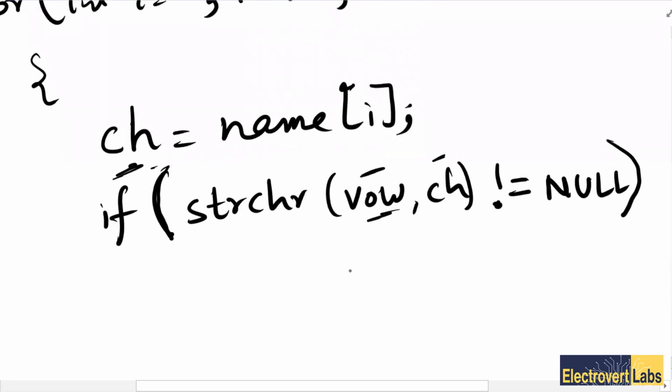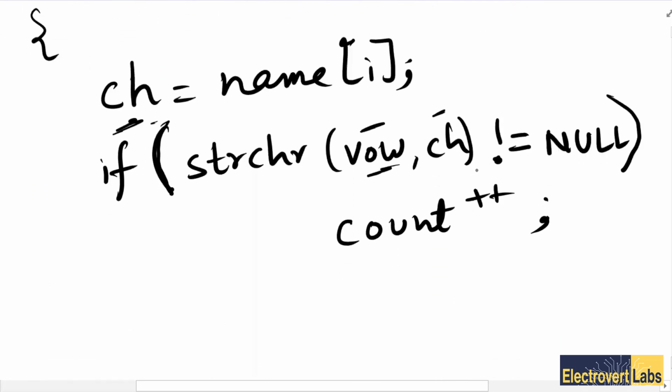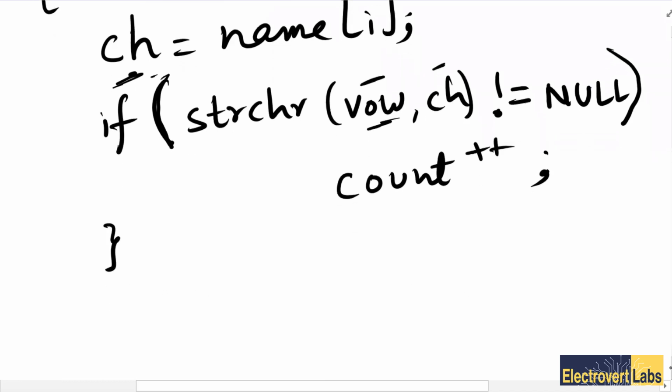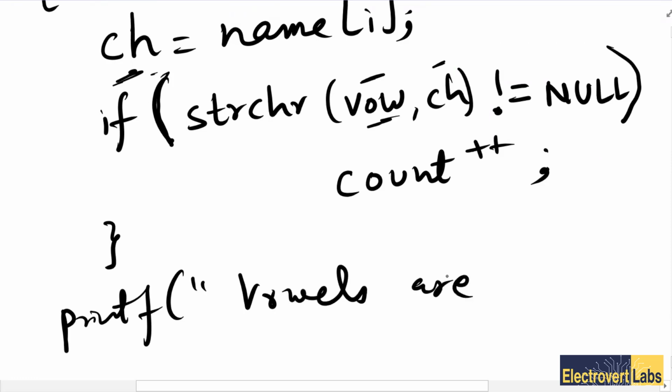If it does not return NULL, then we can use count plus plus. You can create a count variable somewhere: int count is equal to 0. So if ch is a vowel, then count plus plus. This will count all the vowels, and then you can easily print them. Vowels are %d, count.